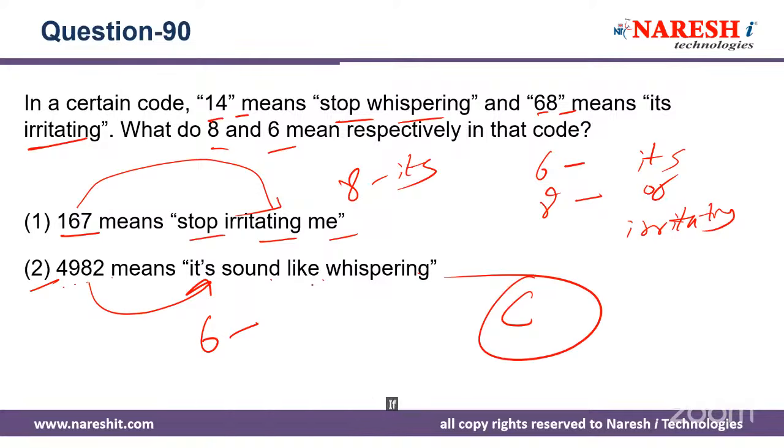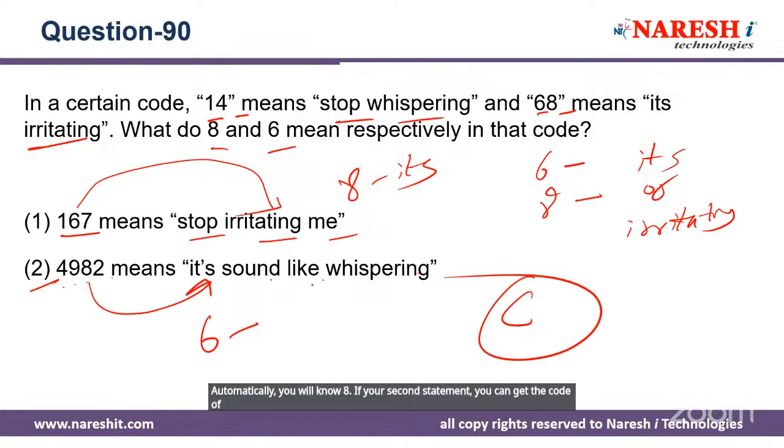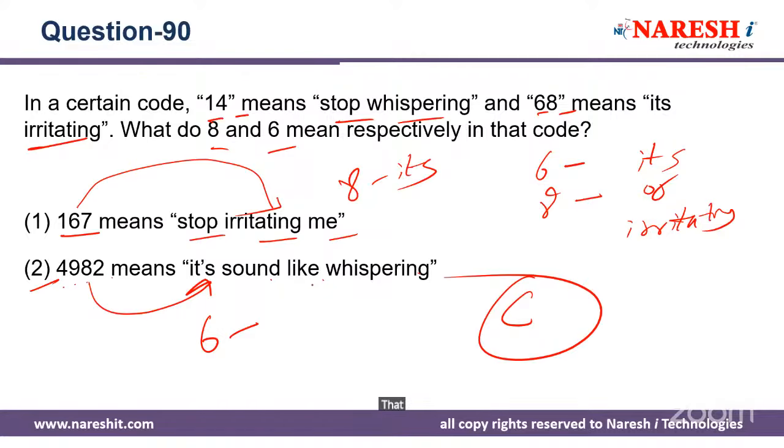If you use the first statement, you will get the code of 6. Automatically, you will know 8. If you use the second statement, you can get the code of 8. Automatically, you can find 6. That means any one statement is enough.